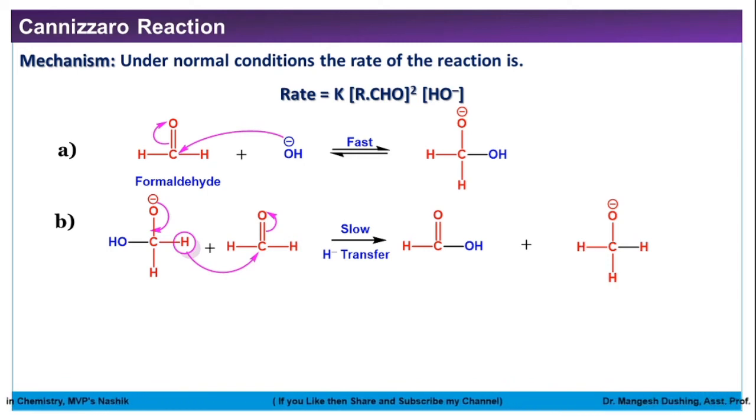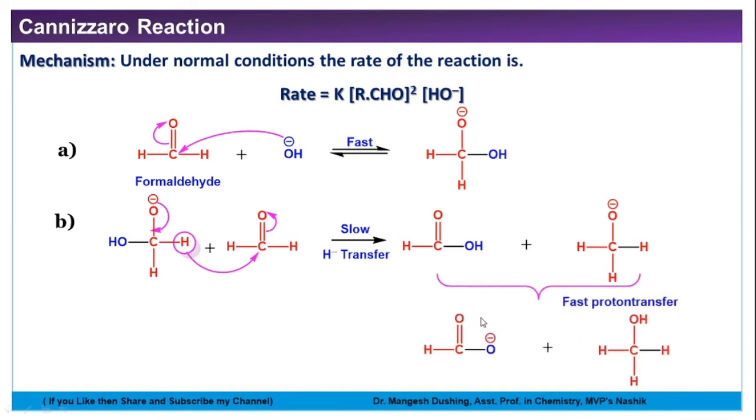Methoxide ions act as a base because they are very unstable. So it immediately abstracts the acidic proton of the formic acid and becomes methanol and formate ion, that is, sodium formate molecule. So this sodium formate is the oxidized form of formaldehyde. So this is the oxidized product, while this methanol is the reduced product.